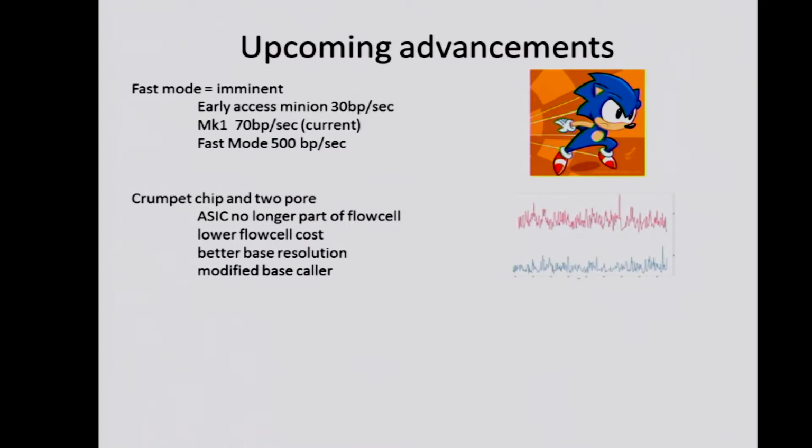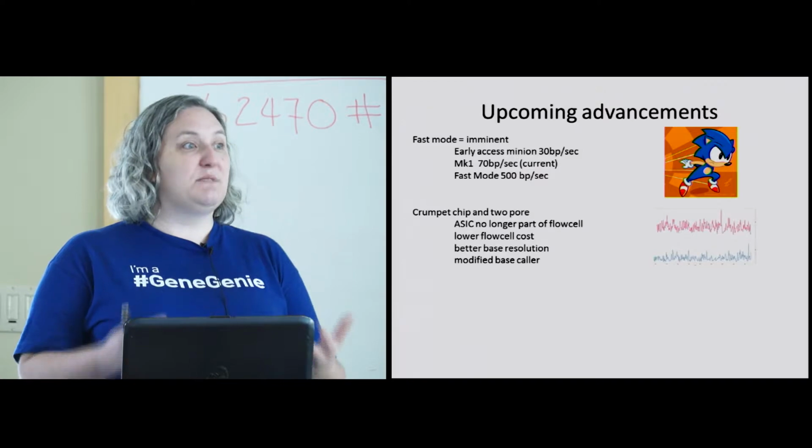All right, the Crumpet chip and 2-pore ASIC. The Crumpet chip is a method by which they're reducing the cost of the flow cells. Currently, the electronics are embedded into the flow cell. That's expensive to make disposable electronics.